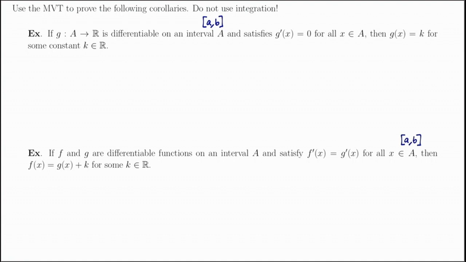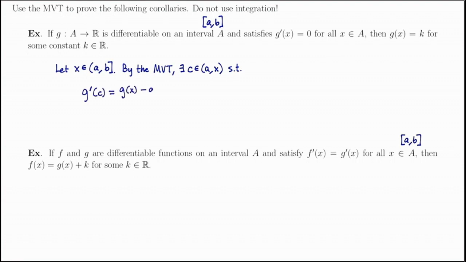They're pretty short. For this first one, I'm going to work with the left endpoint a and then choose any other point in the interval. Let x be greater than a and less than or equal to b. By the mean value theorem, there exists a point c between a and x. Here I'm thinking of a and x as forming their own closed bounded interval, where g prime of c is equal to g of x minus g of a divided by x minus a.